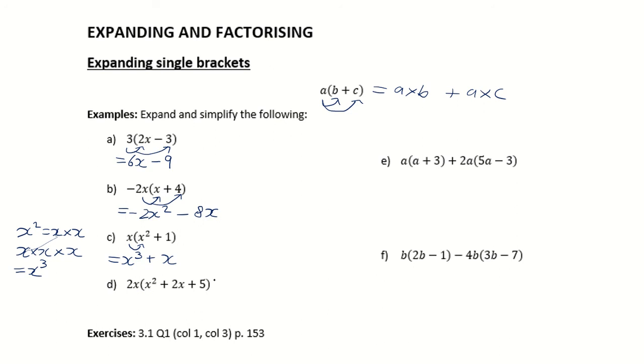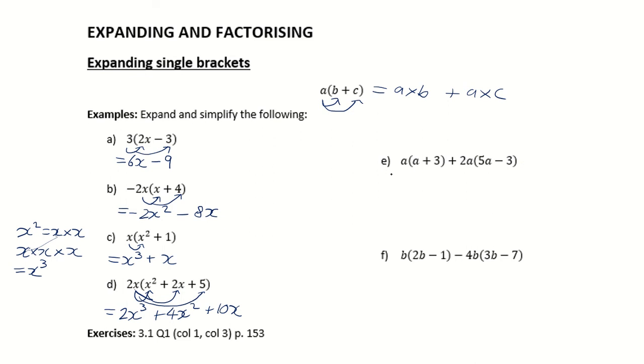Likewise, if we have more than 2 terms in our brackets, the term out the front can be multiplied by all 3. So we can have 2x times x squared, which would be 2x to the power of 3, or 2x cubed, and then 2x times 2x, well, 2 times 2 is 4, and x times x is x squared. And finally, 2x times 5, well, 2 times 5 is 10, and it'll be 10x. So this should basically be a revision, fairly straightforward, hopefully.